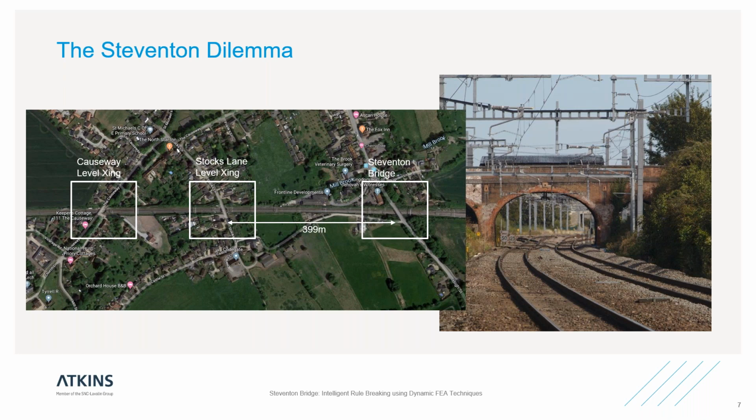Steventon Bridge is a Grade 2 listed elliptical 3-arch brick over bridge. It was designed by Brunel. And then 399 metres away from it is Stocks Lane level crossing.